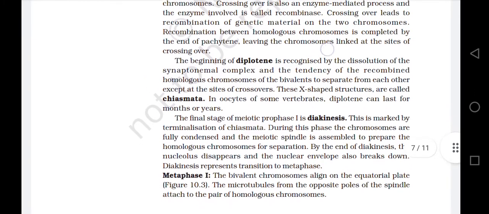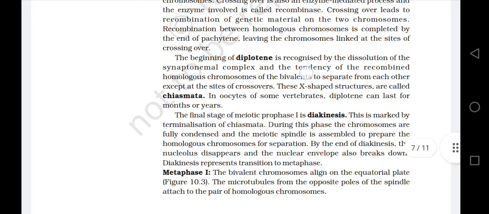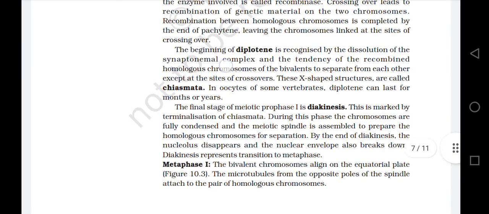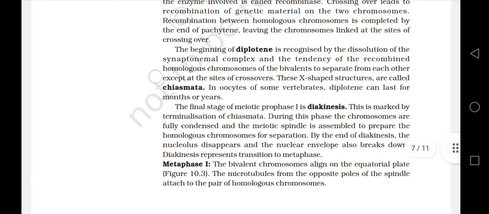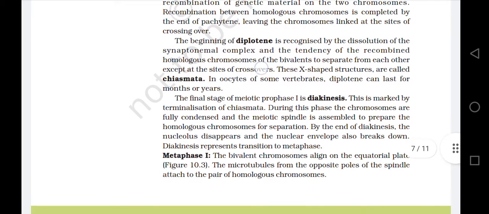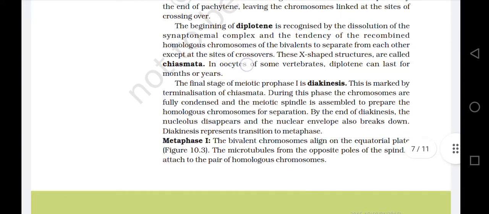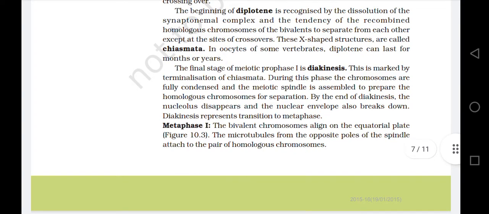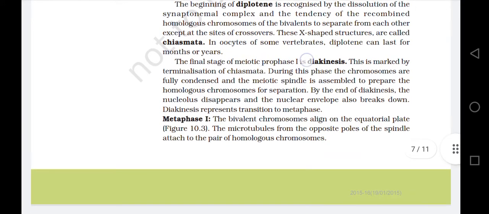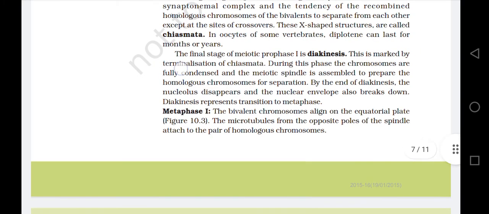The beginning of diplotene is recognized by the dissolution of the synaptonemal complex and the tendency of the recombinant homologous chromosomes of the bivalent to separate from each other except at the site of crossovers. These X-shaped structures are called chiasmata. In oocytes of some vertebrates, diplotene can last for months or years. The final stage of meiotic prophase 1 is diakinesis. This is marked by terminalization of chiasmata.